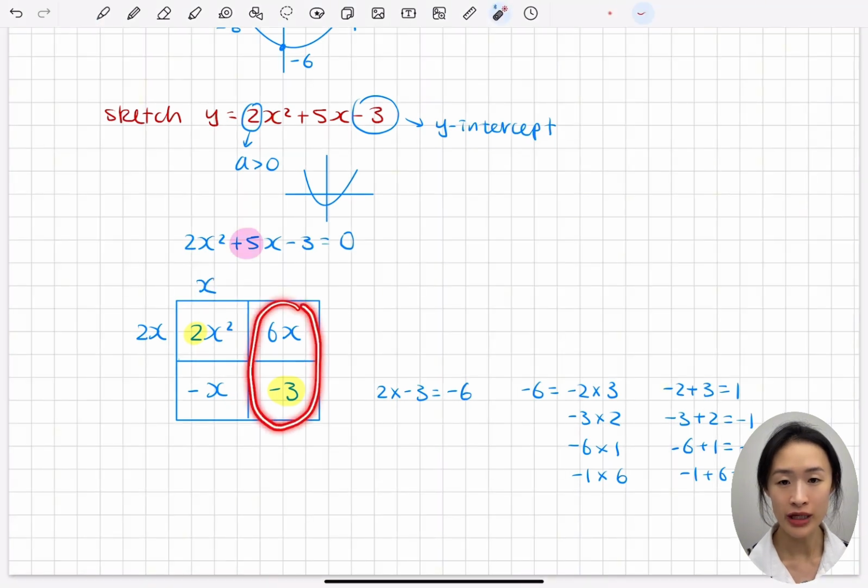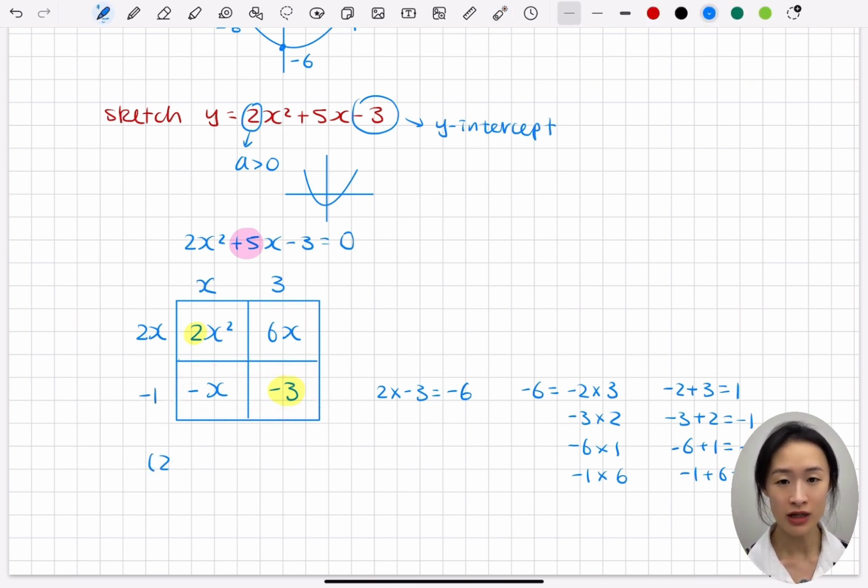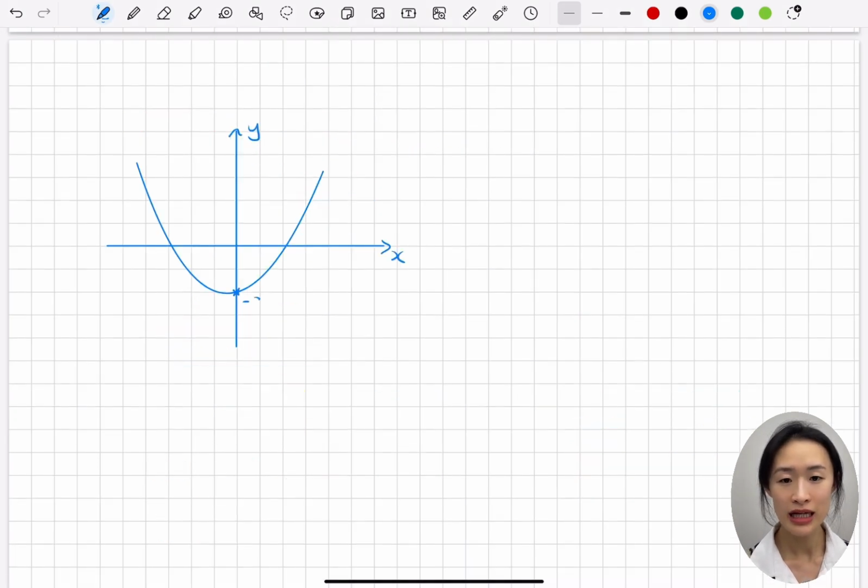6x and negative 3. The common factor is going to be 3. Finally, the common factor of negative x and negative 3 is negative 1. So we have successfully factorized the quadratic equation. It's going to be 2x take away 1 and x plus 3. So that tells me that the x-intercepts are going to be a half or negative 3. So now we can sketch the curve with the x and y intercepts labeled.